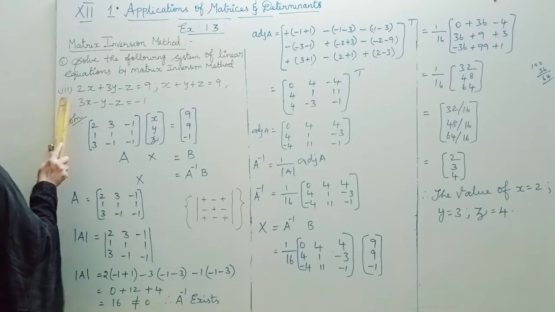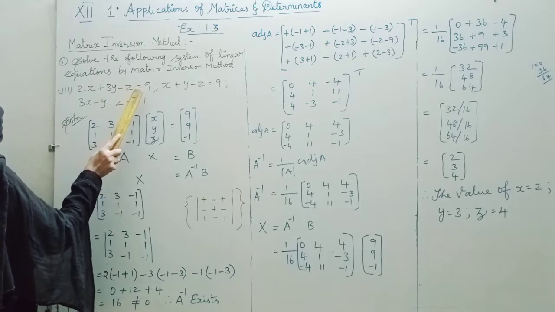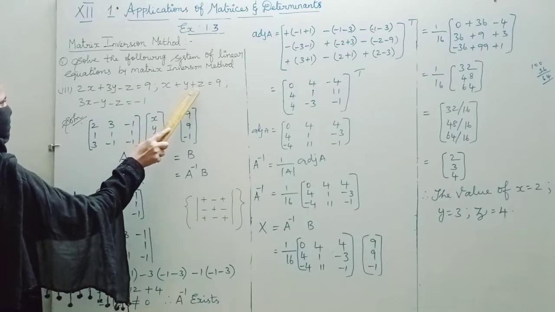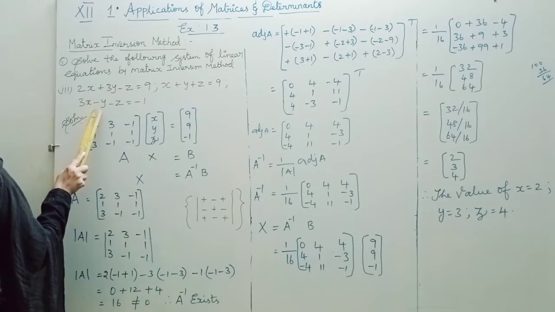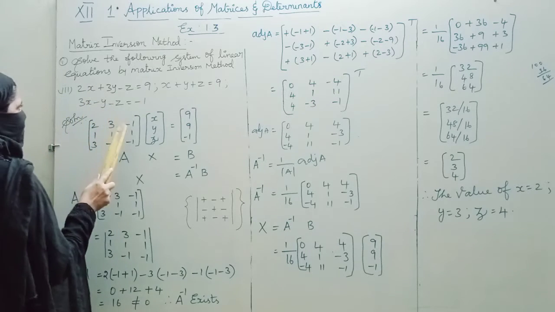2.3 first one, third subdivision: 2x plus 3y minus z equal to 9, x plus y plus z equal to 9, 3x minus y minus z equal to minus 1. This is the question they have given.